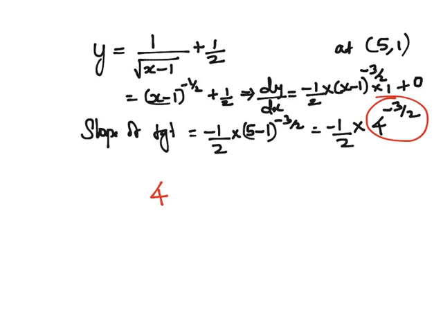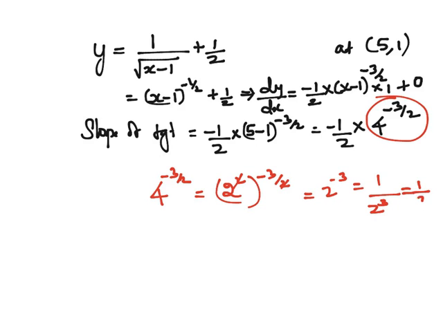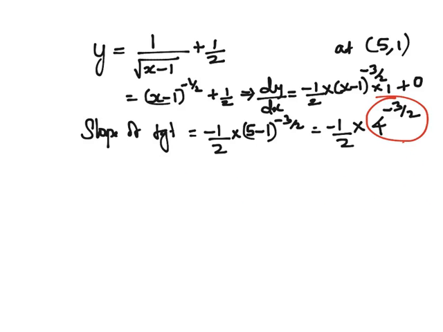Okay, now 4 power minus 3 by 2 can be written as 2 squared power minus 3 by 2. So I can cancel this 2 and 2. So I will get 2 power minus 3, which is nothing but 1 by 2 power 3, which is nothing but 1 by 8. So basically 4 power minus 3 by 2 is nothing but 1 by 8. So I'll get equal to minus 1 by 2 into 1 by 8, which is minus 1 by 16.